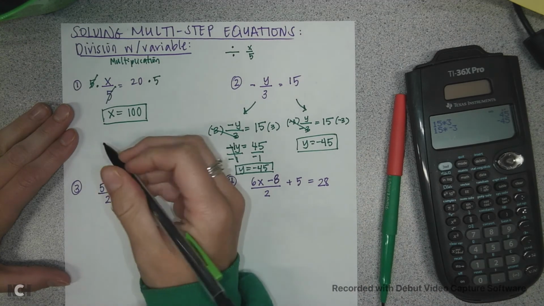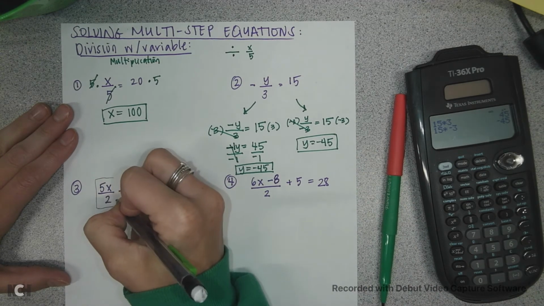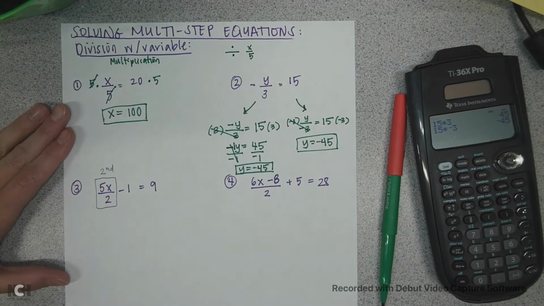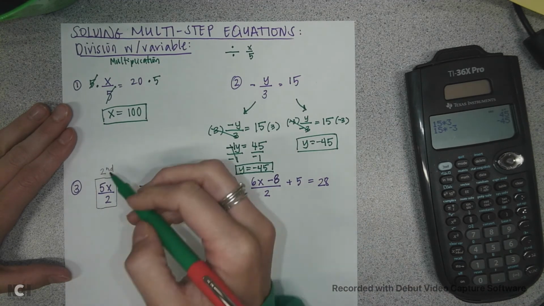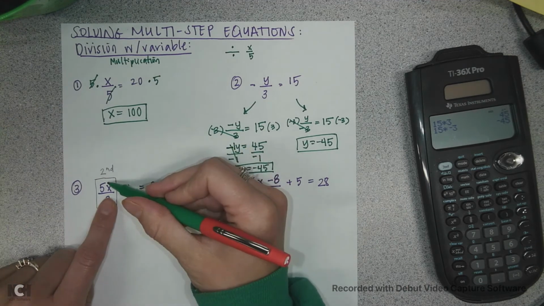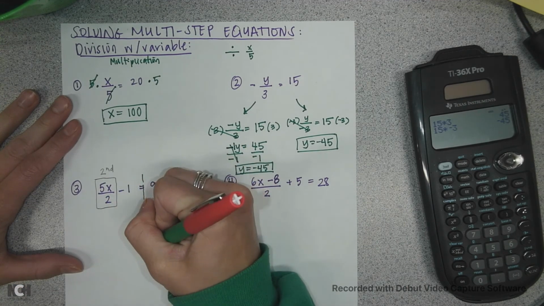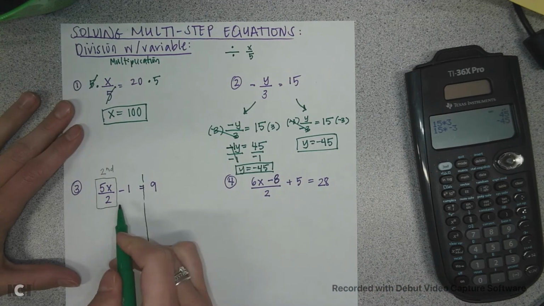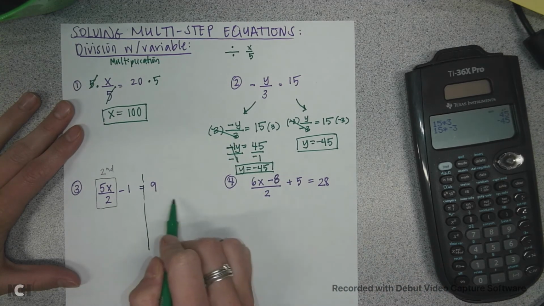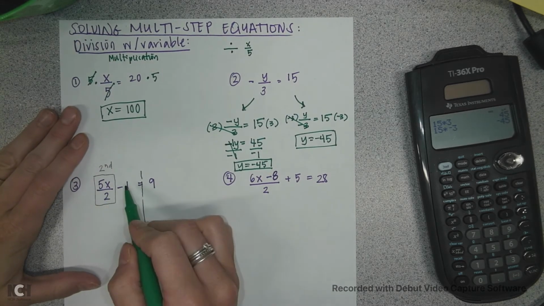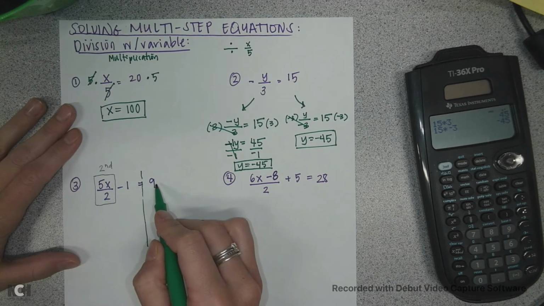Whatever is attached to this variable, the multiply, divide, needs to go second. So we do this second. The first thing we need to do is add and subtract to get this variable by itself. So we can even draw a line going straight down here so we can figure out the left-hand side of our equal sign and the right-hand side of our equal sign, our equation. Remember that this left-hand side is completely equal to the right-hand side.